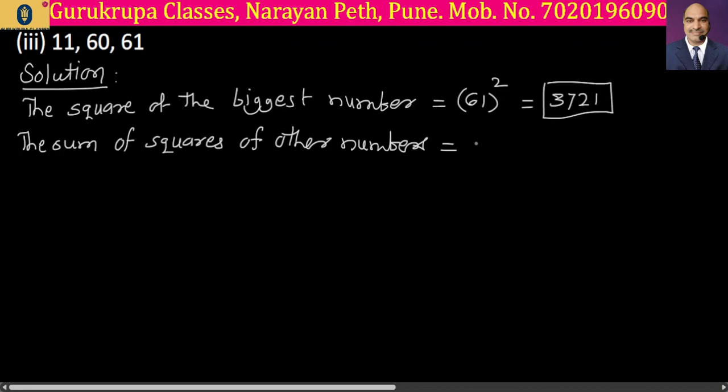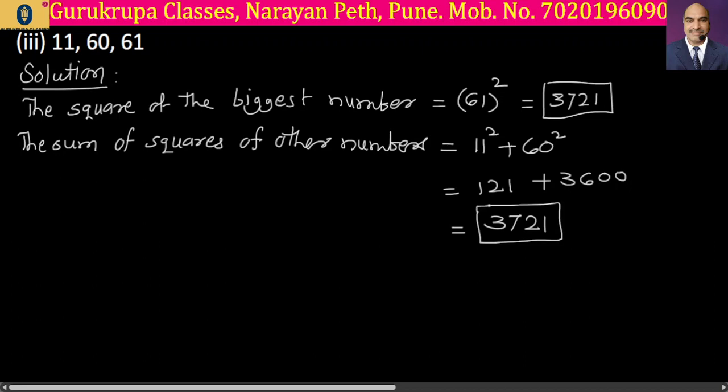and that is 11 square plus 60 square. Now 11 square is 121, 60 square is 3600. If you sum them, you get 3721. So here we got that 11 square plus 60 square is equal to the biggest side square, that is 61 square.